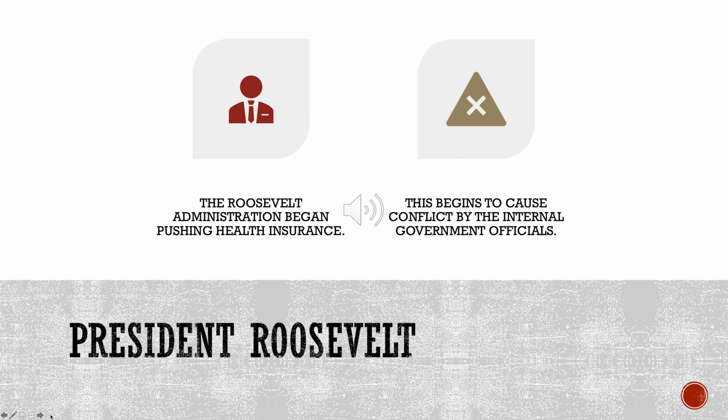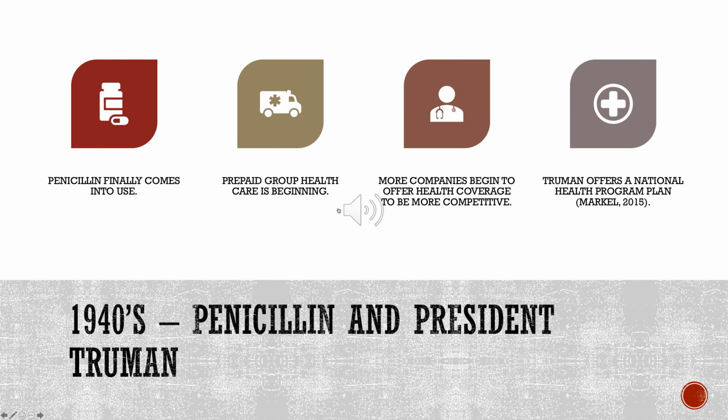Also in the 1930s, we see President Roosevelt come into office. His administration began really pushing health insurance, and this started to cause a lot of political conflict, as we even see today. So I guess things really haven't changed that much in that way, because we are still seeing political conflict and controversy regarding health insurance and what we should and shouldn't be doing with that. This causes a lot of internal conflict among government officials.